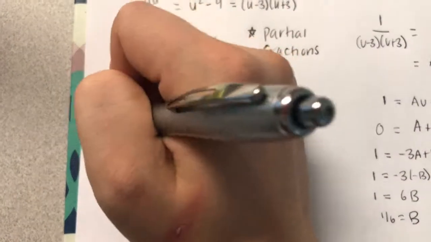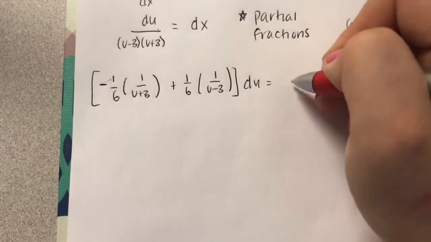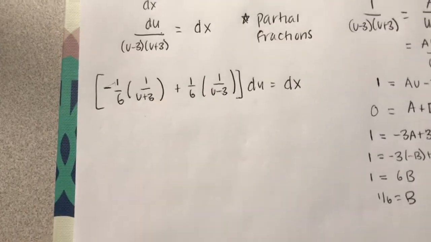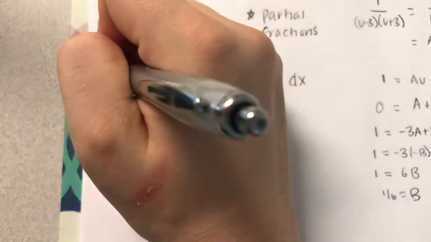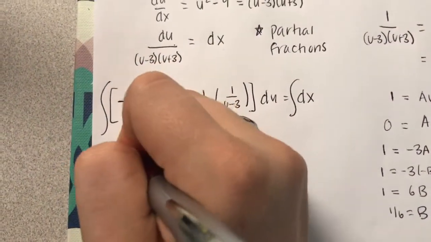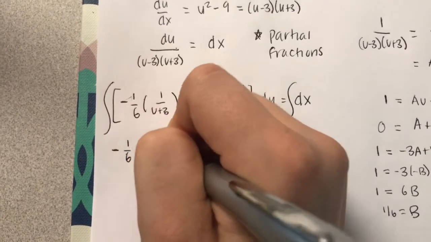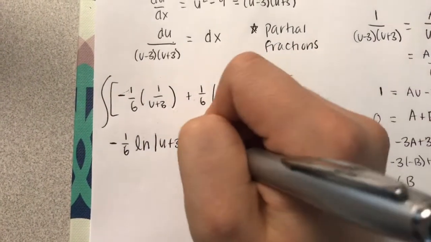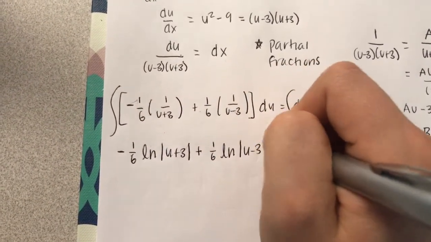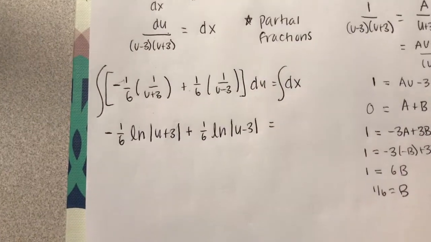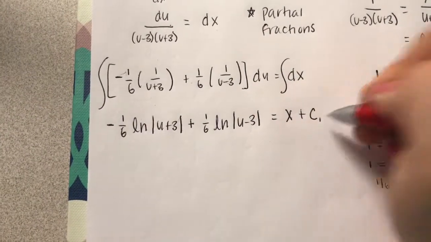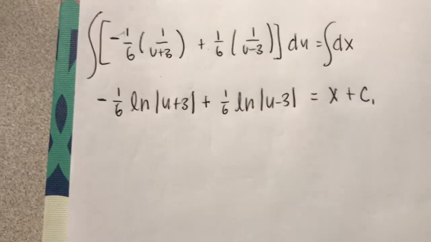Now this is all still in terms of du, and I still have dx on the right side. From here, I'm ready to integrate. When I take the integral of both sides, with that first term, I have -1/6 natural log of (u + 3) plus 1/6 the natural log of (u - 3). And on the right, my integral of dx is just x. And don't forget the plus C, and in this case, I'm going to call it C1, but C is an arbitrary constant.